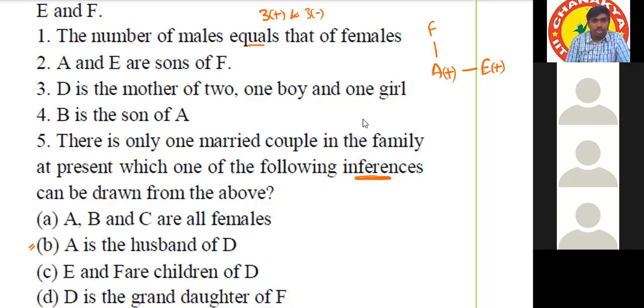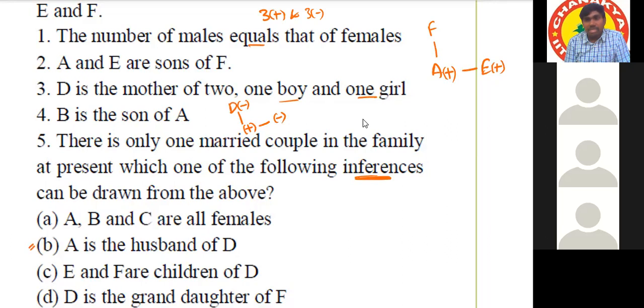Then D is the mother of 2, 1 boy and 1 girl. So D is a mother, means D is a female and is the mother of two persons, 1 male and 1 female. We don't know who they are from this statement. Next statement is B is the son of A.